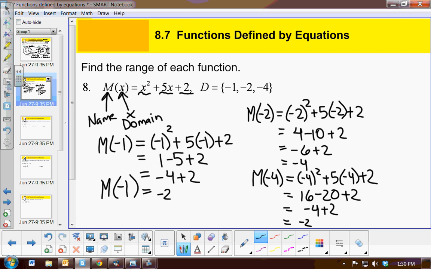So the result is negative 2. Now remember, pause and slow down when you need to, but you should have all these examples written down.